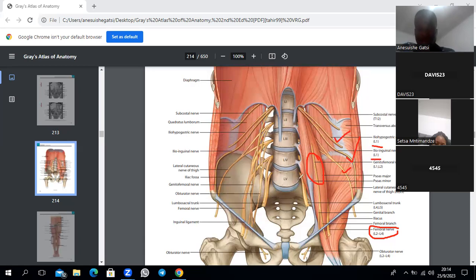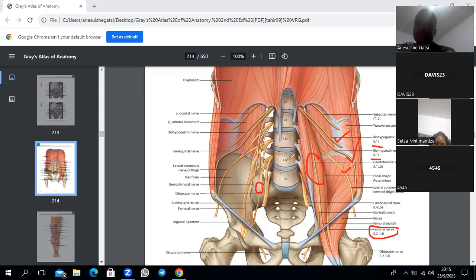Then on the medial aspect, on this side there is none, but we can use the other side here. On the medial aspect, there is the obturator nerve, which will be going to the inner thigh. The nerve roots of the obturator nerve are the same as those of the femoral nerve, so it's also going to have L2, L3, L4.